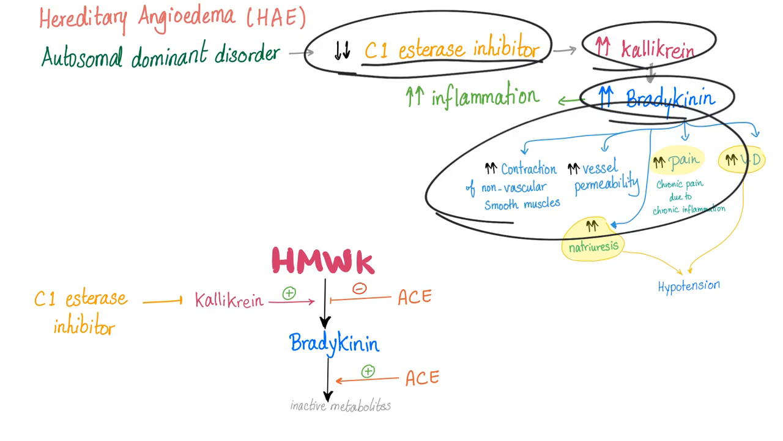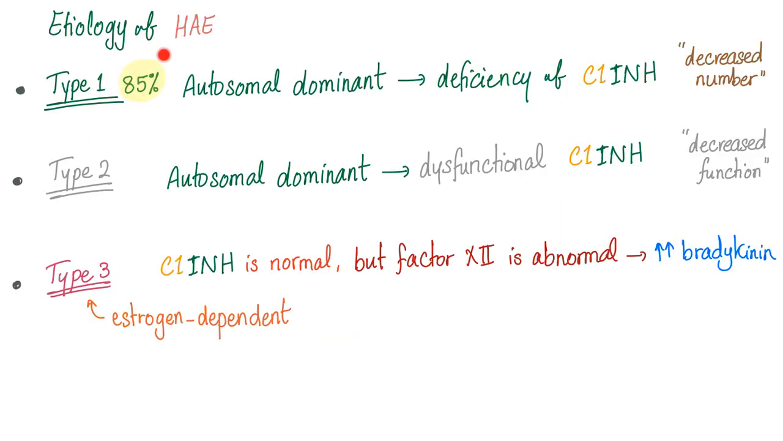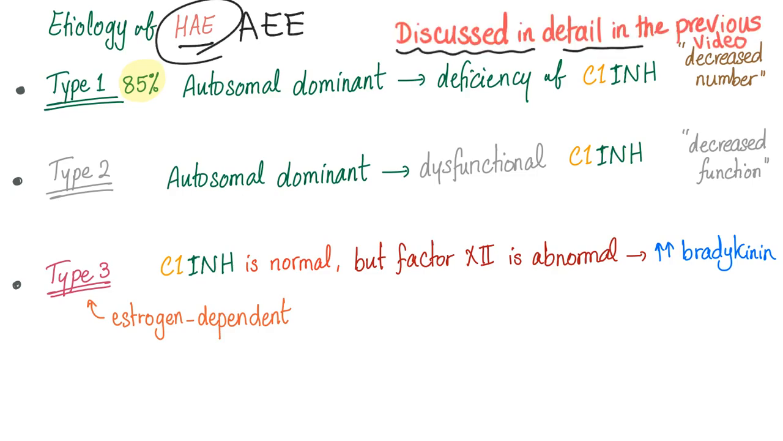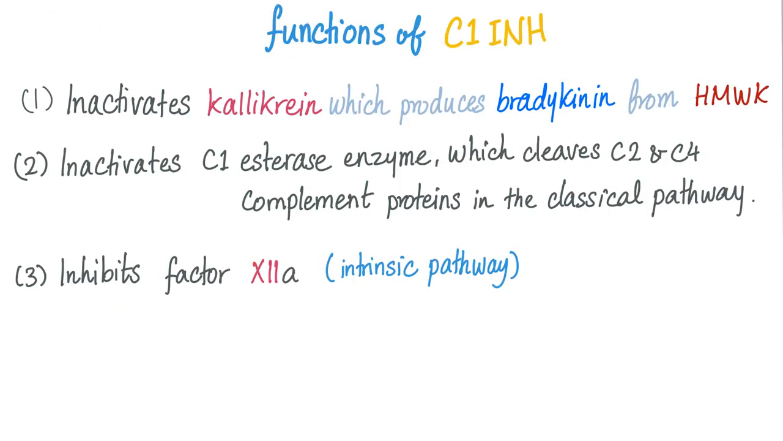Don't forget the angioedema. We have 3 types of hereditary angioedema, not to be confused with acquired angioedema. They are 2 different things. Hereditary angioedema has 3 different subtypes. What are the functions of the C1 inhibitor, also known as C1 esterase inhibitor?